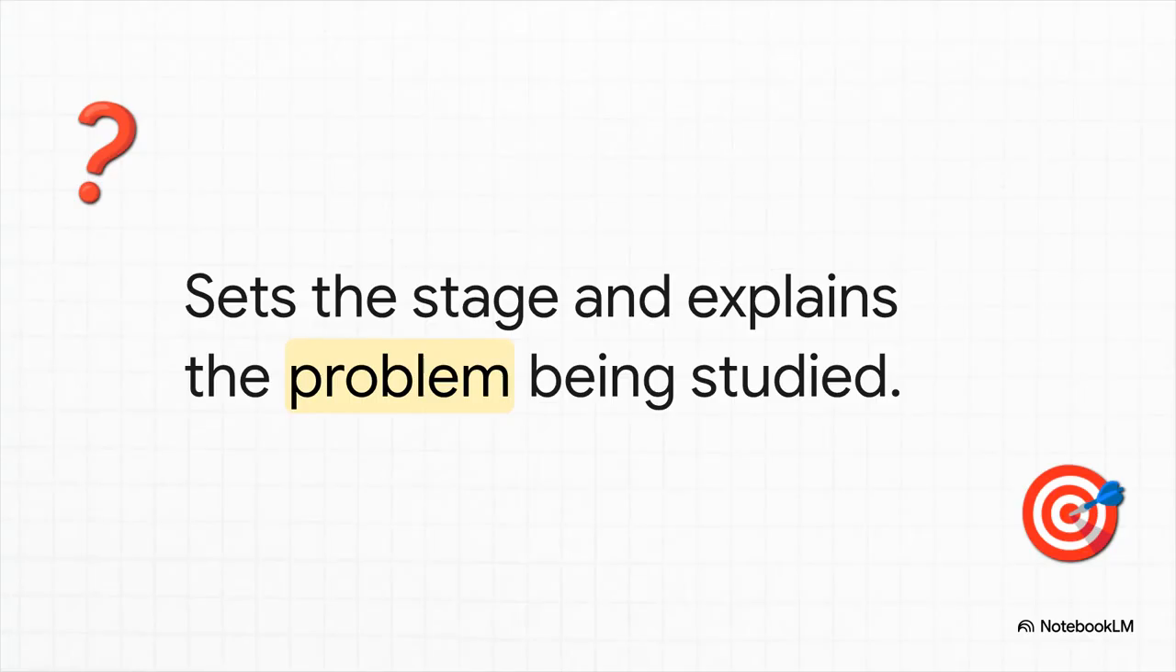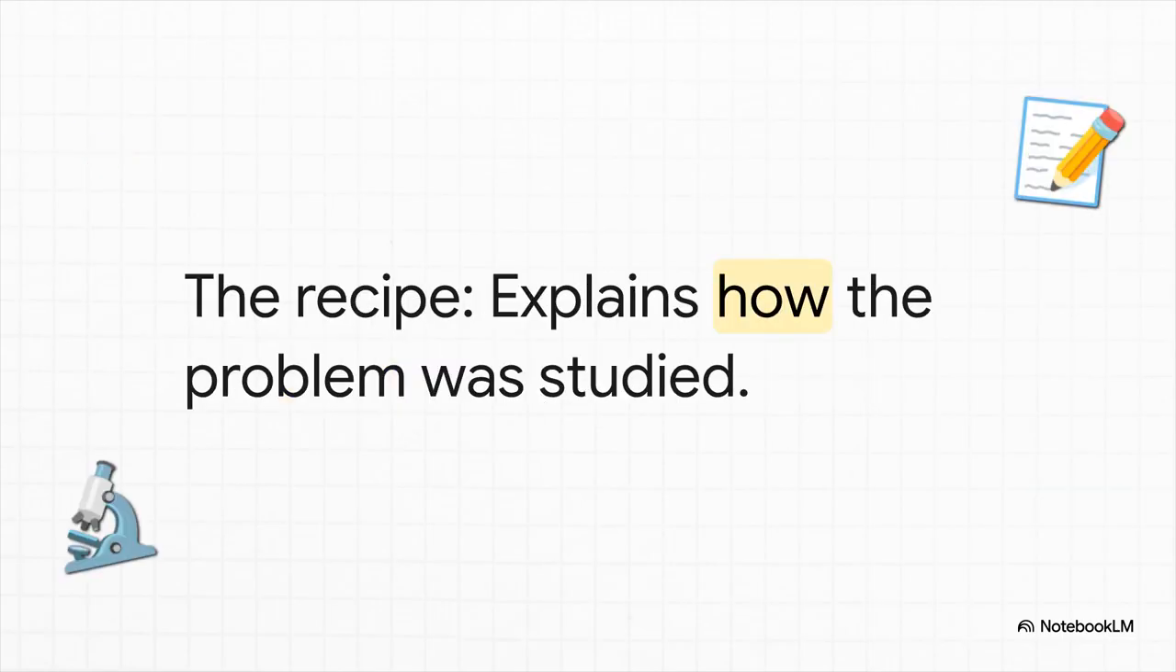First up, I is for introduction. This is where they set the stage. This section answers the big question, what was the problem? They'll give you the background, point out a gap in what we know, and then tell you the exact question their study is designed to answer. Next up, M is for methods. This part answers, how did you study the problem? I like to think of this as the recipe. It tells you exactly what the researchers did, step by step, what tools they used. It's so detailed that another scientist could follow it and do the exact same experiment.